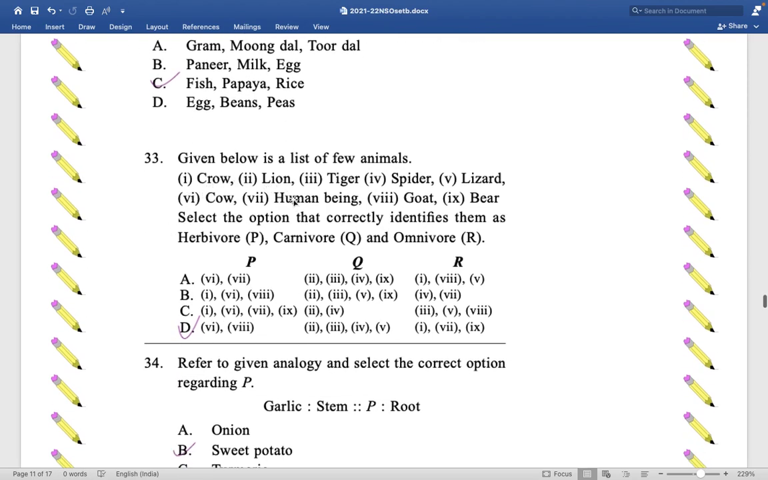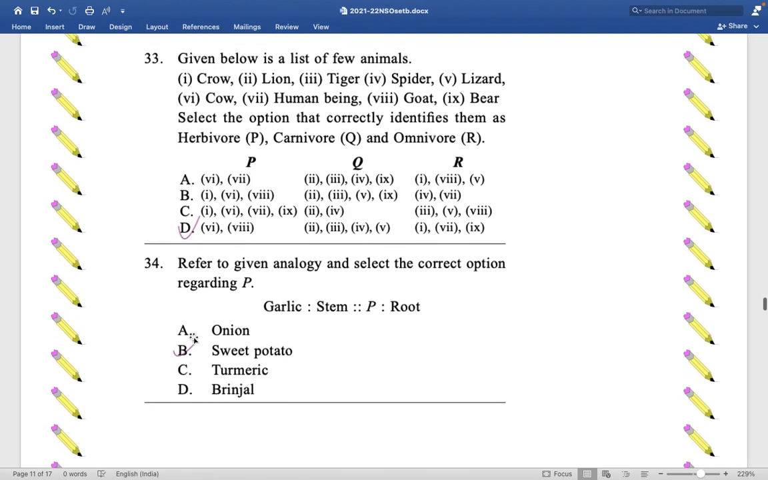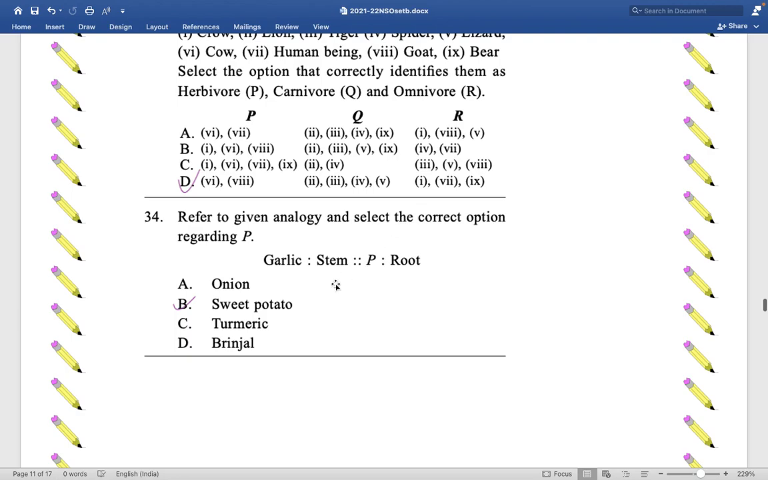Crow, human being, and bear are all omnivores. Lion, tiger, spider, and lizard are all carnivores. Cow and goat are herbivores. So D is the correct option. Garlic is a modified stem. Sweet potato is a modified root and it stores the extra starch present in the plant.